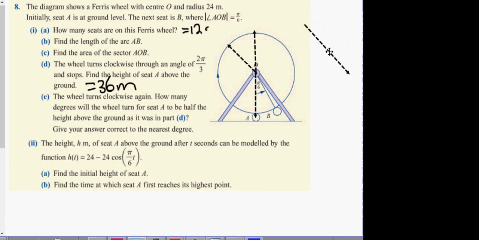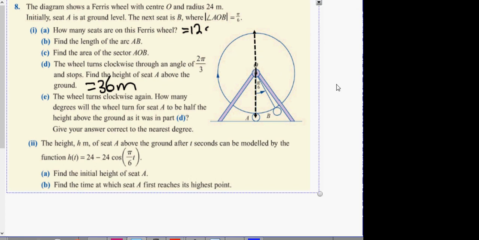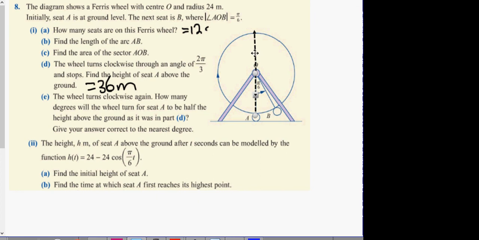Okay, next question on is you're currently 36 meters off the ground at location A, and then what I want you to do is the wheel turns clockwise again. How many degrees will the wheel turn for the seat A to be half the height above the ground as it was in part D? Now guys, when I get here, how far am I above the ground from here? 24 meters. So I have to go beyond this point, don't I? So I'm going to be down here somewhere.